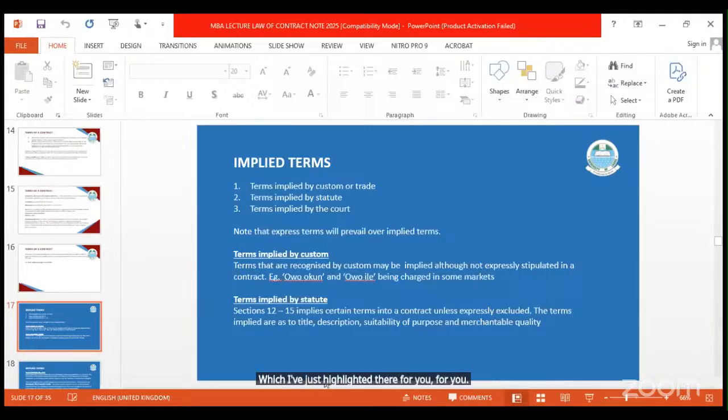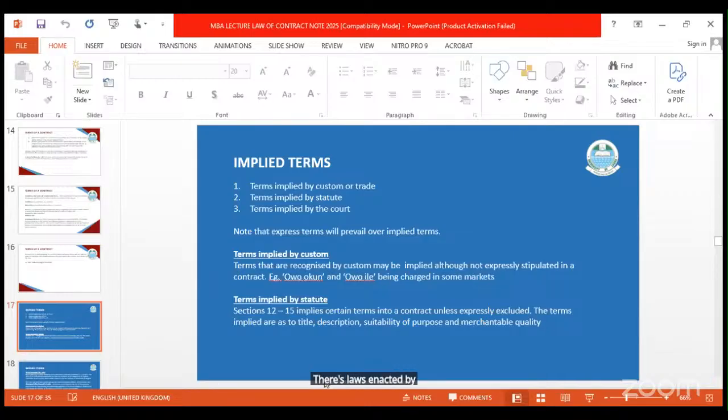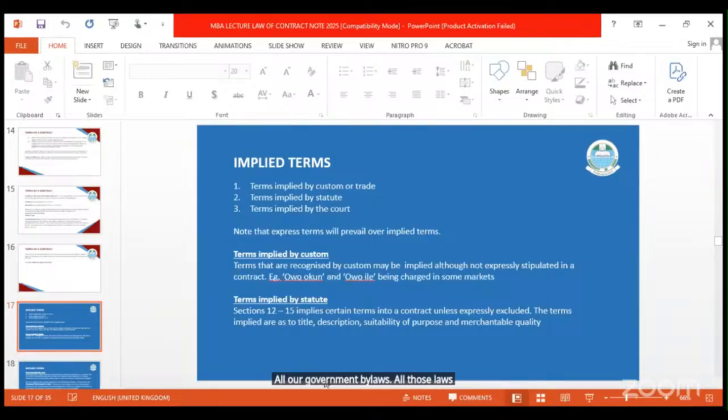And you also have what they call terms implied by statutes. You don't need to go far to understand this. The statutes, that's laws enacted by either the National Assembly, or laws enacted by the State House of Assembly, or local government bylaws. All those laws are implied in the context of the subject matter of the contract we're involved in.